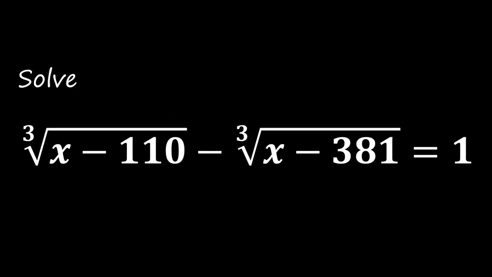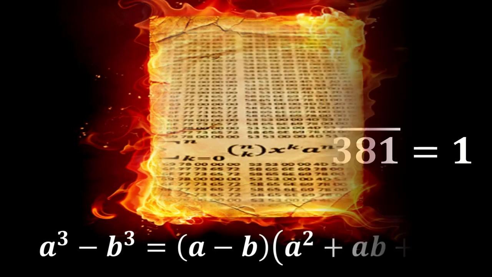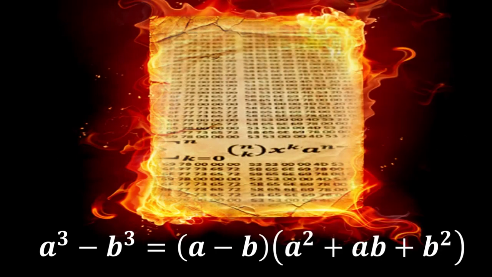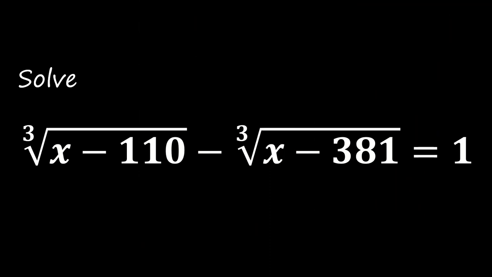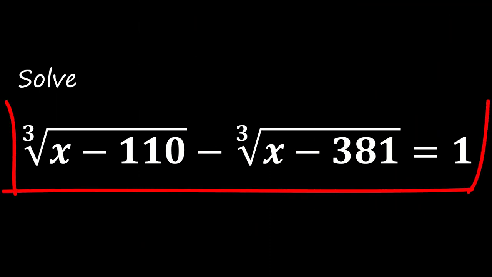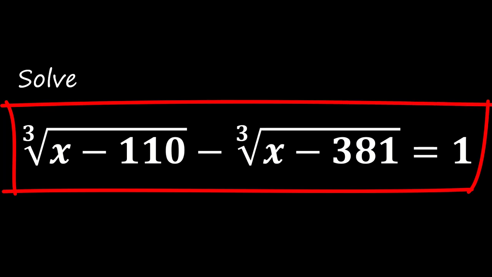Hello everyone, welcome to another exciting math problem involving manipulation of algebra, especially the identity a cubed minus b cubed equals a minus b times a squared plus ab plus b squared, making it a perfect test for beginners. Today's problem is straightforward. Solve cubic root of x minus 110 minus cubic root of x minus 381 equals 1.